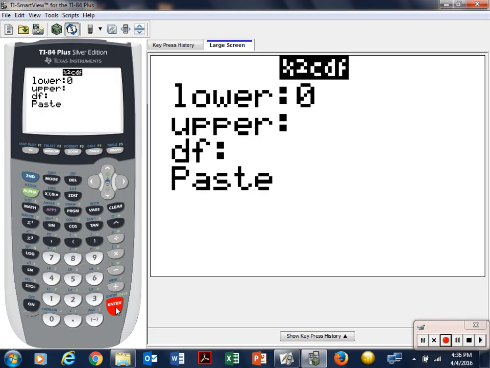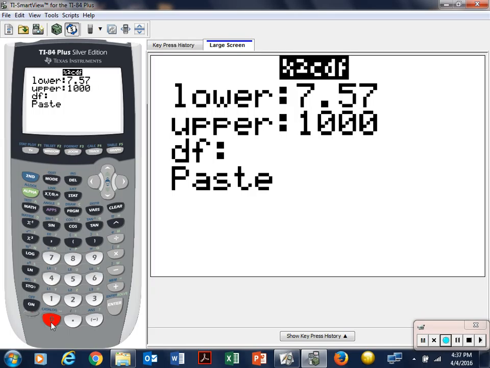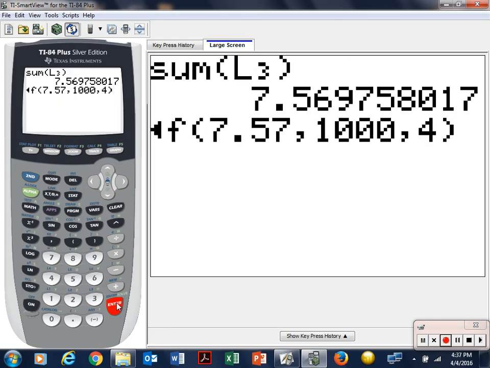Now, your lower bound here is the actual chi-square value. So 7.57, comma. Now you want to pick a large value. Now 100, believe it or not, is not as large as you should go. Whoops, we don't want to put a comma there. We want to go to upper bound. Sorry about that. So we don't want to put 100. We actually would like to put 1,000. We want it really big. And our degrees of freedom here is 5 minus 1, which is 4. Okay, paste it in. There it is.